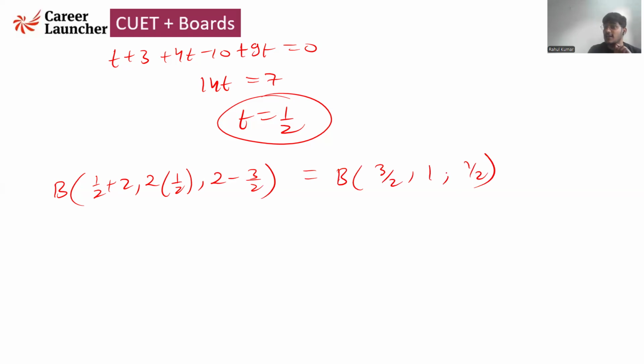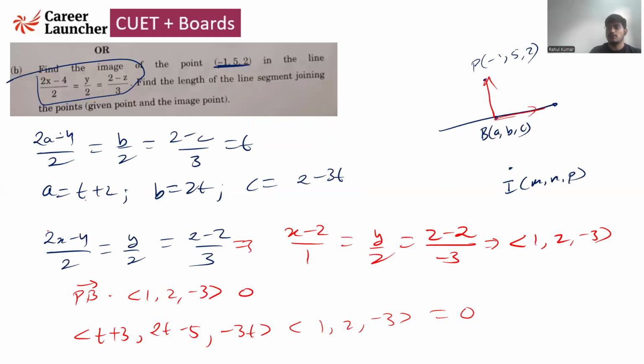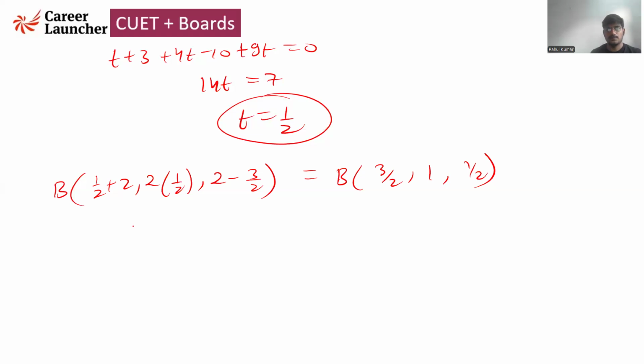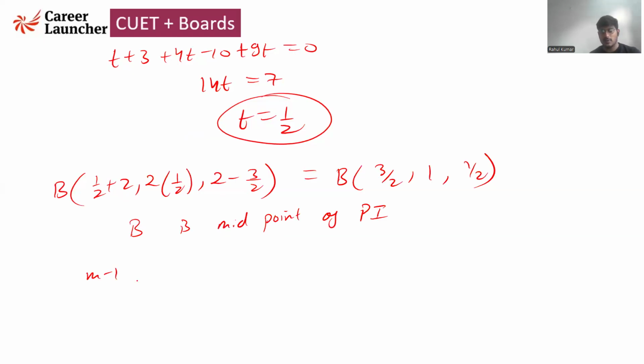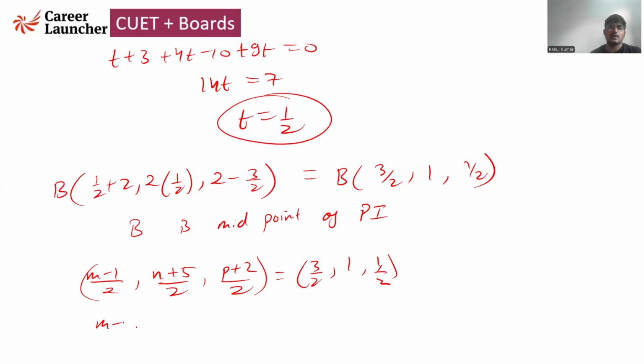What things we need to calculate? We need to find the image. So what is the image? We know that B is the midpoint of PI. Means coordinates we are taking as M, N and P now. So (M−1)/2, (N+5)/2, and the last is (P+2)/2. When you multiply by 2 on both sides, you'll get M minus 1, N plus 5, P plus 2 equal to the doubled coordinates of B.